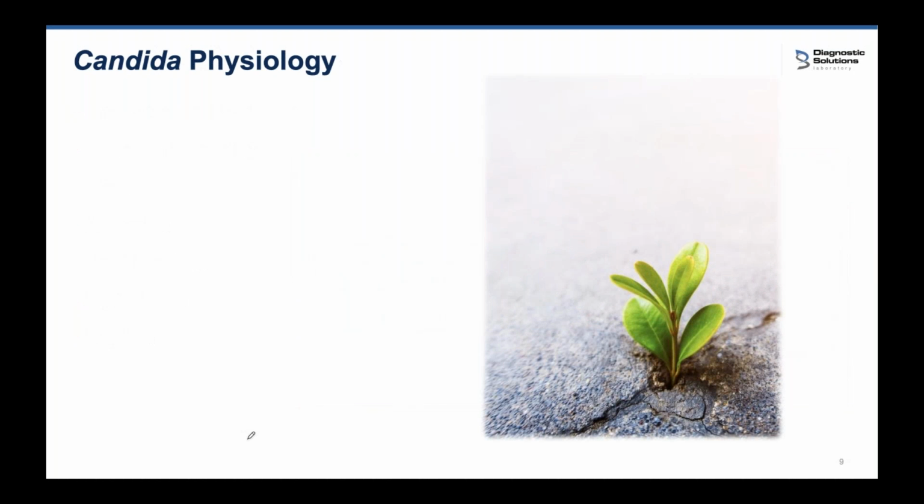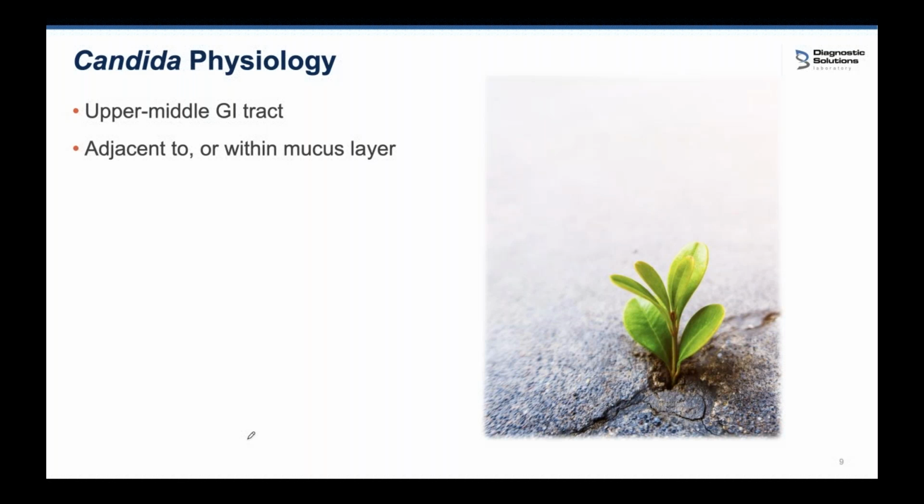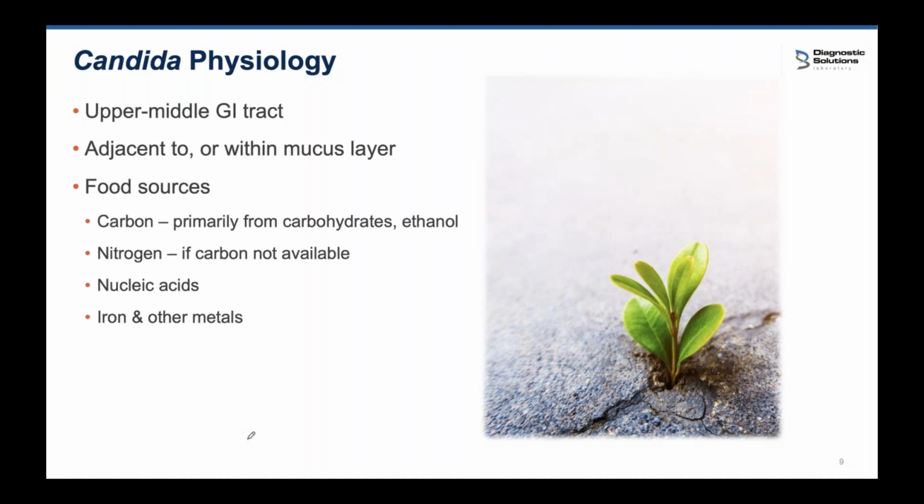So a little bit about Candida physiology, just very briefly, definitely not everything to know, but its preferred niche, although it can live anywhere, would be the upper mid GI tract, which would kind of be your esophagus, your stomach, your small intestine. And then in the rest of the body, absolutely can live, but we're talking gut specific today. It will be right near or within the mucosal layer if it has a choice.